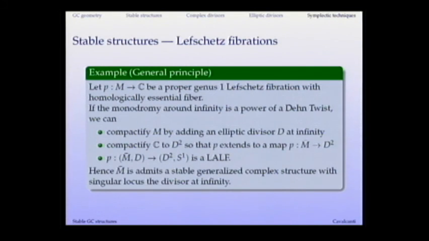And this guy here will always admit a stable generalized complex structure, and the singular locus is precisely the thing that you added at infinity. So there's a torus where there is the type change. If you're doing symplectic geometry, you might ignore this. Like, if you're interested in symplectic geometry, you might say, well, no, I'm completely fine with this, you know.